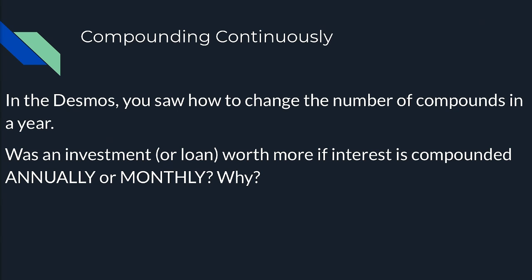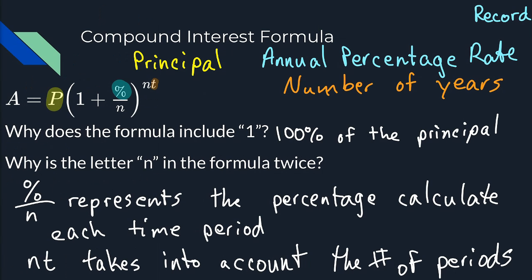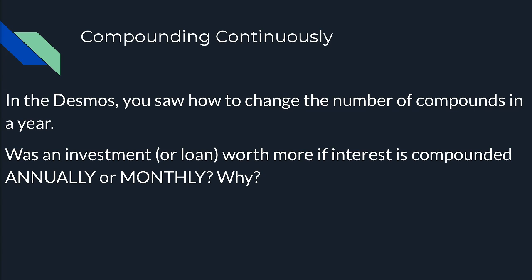So in the Desmos, you saw how to change the number of compounds in a year. You could compound once. So in this case, the n was 1, that's just yearly. If n is 1, it doesn't actually show up there. If you want to compound 12 times a year, so monthly, then this becomes 12. If you want to compound daily, this becomes 365. And so you can continue to compound in all kinds of different ways.